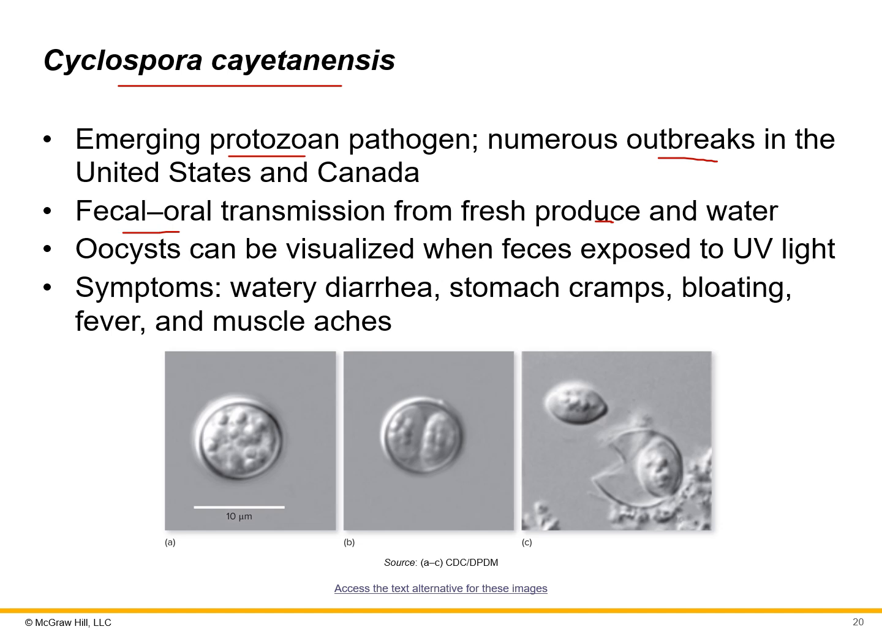Protists can form cysts, which are a dormant state, not as dormant or resistant as endospores, but a dormant state. And then they can come out. As part of their reproductive life cycle, they have oocysts, and these can actually be seen when they're exposed to UV. It causes watery diarrhea, stomach cramps, bloating, and some muscle aches.